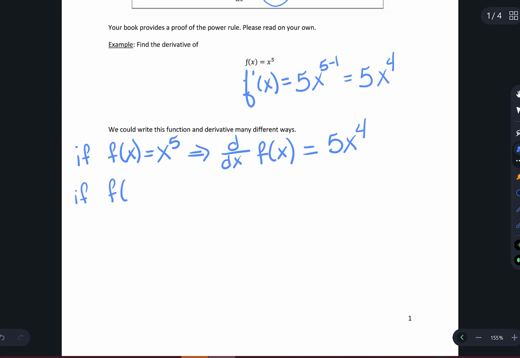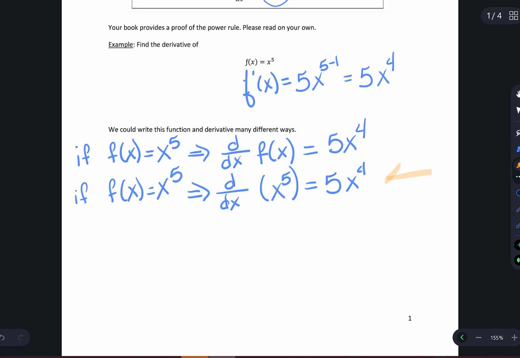If we were to write it as f of x is equal to x to the fifth, similarly we could write as follows. Now instead of writing f of x, I'm actually going to write what f of x is. And so again, this is going to be equal to 5 times x to the fourth. We're going to use this type of notation a lot in the examples that follow.